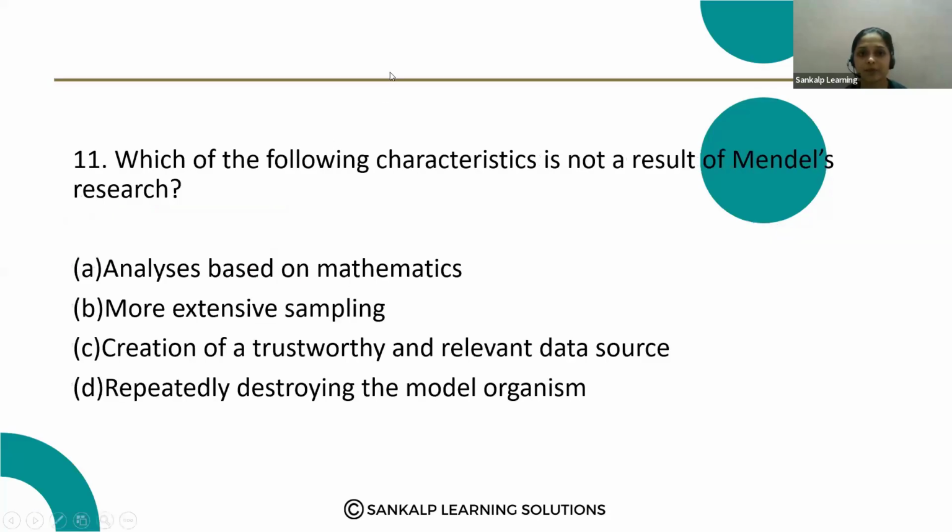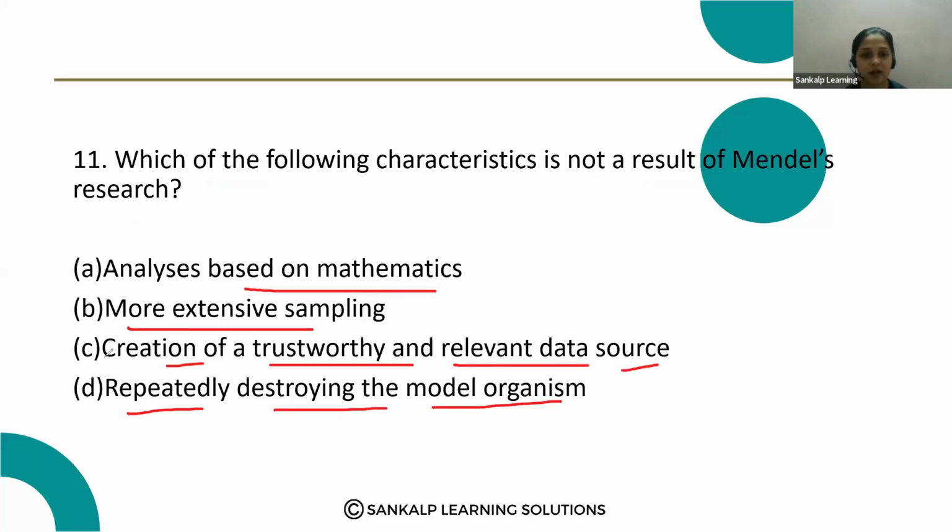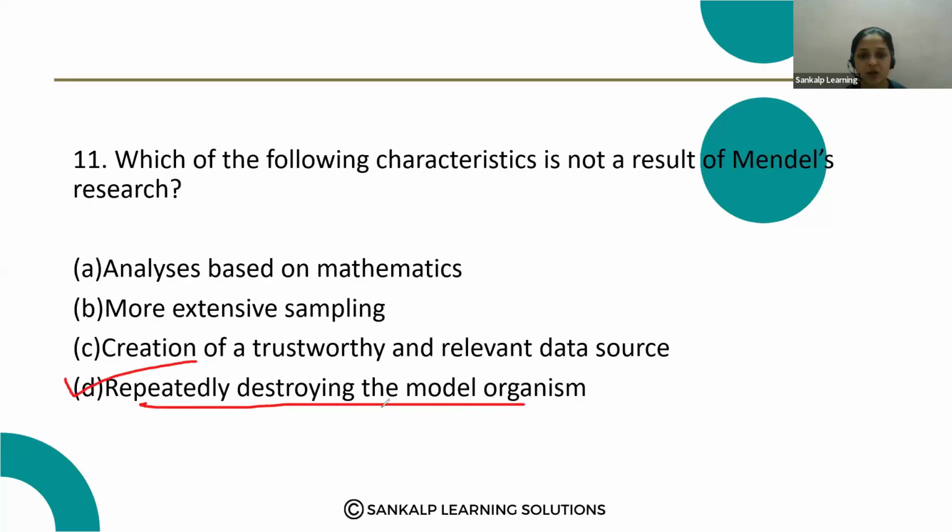Next question. Which of the following characteristics is not a result of Mendel's research? Option A, analysis based on mathematics, more extensive sampling, creation of trustworthy and relevant data source, repeatedly destroying the model organism. So here option D, repeatedly destroying the model organism, is not a result of Mendel's research.